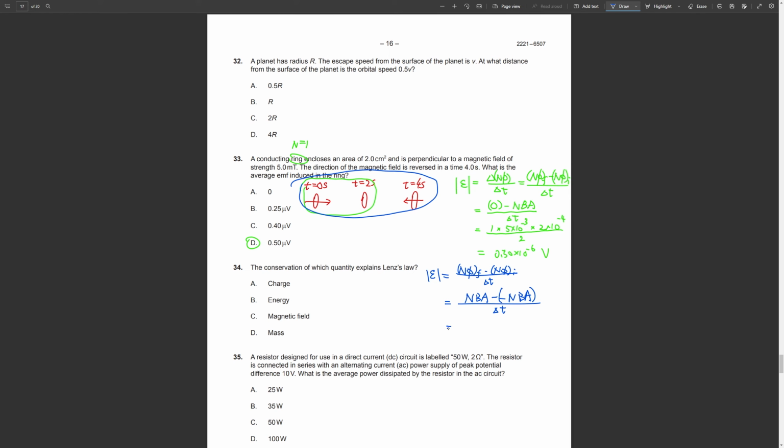So now the calculation is 2 times the NBA divided by the new time taken. What is the new time taken? It is 4 seconds. So we have 2 times the NBA divided by 4, which means we should get back to 0.50 times 10 to the power of negative 6 volts. Still, you should get D being the answer.